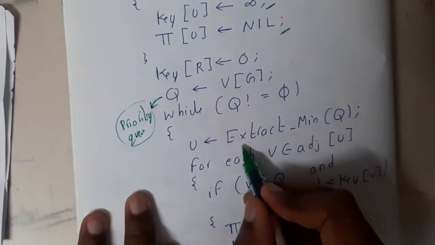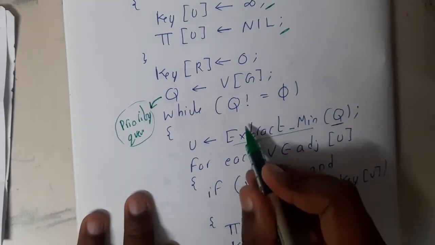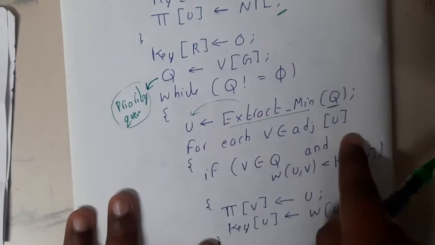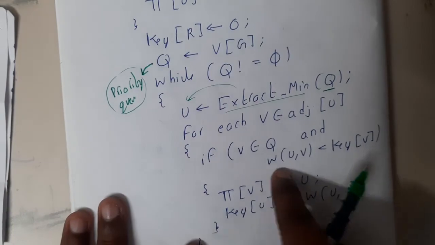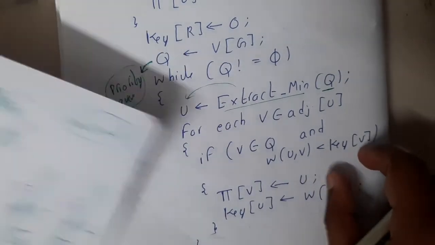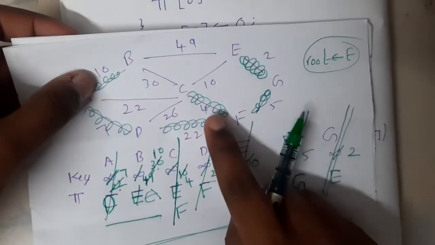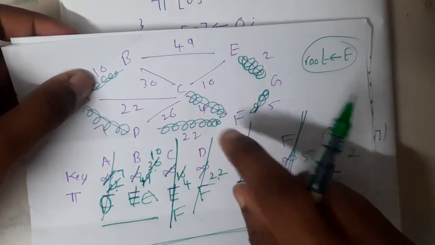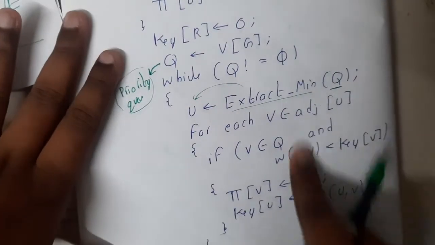We'll be extracting the minimum. So you can observe here. Extract minimum from Q and I'll be assuming it as u, and for each neighbor of u I'm checking if our key value is less than the existing one. Basically if our previous key value is greater than the new key value, you are updating them. If this is the minimum value, you're updating them. That logic we have written here.